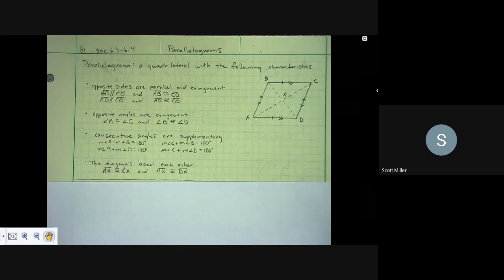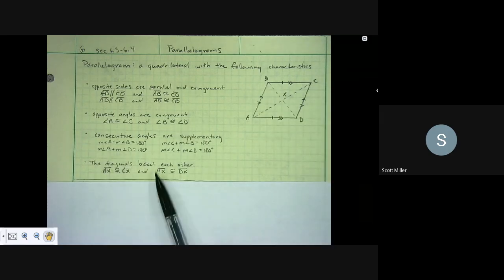Other characteristics that occur are opposite angles are congruent. So A and C would be congruent, B and D would be congruent. Consecutive angles are supplementary. These are supplementary, these are supplementary, those are supplementary, and those. Okay? Mainly because these are all parallel lines, and so we have transversals and parallel lines. So all those congruent angle theorems apply. So these would be consecutive interior, these would be consecutive interior, and so forth and so on.